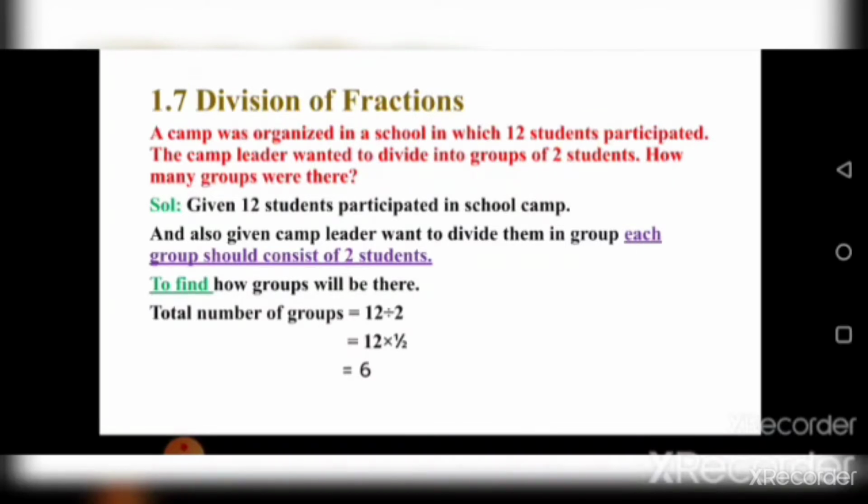So there is a possibility of cancelling out. In the 2 table, how many times is 12? 6 times. So 6 into 1 is 6. So the total number of groups is 6. The camp leader can divide the students into 6 groups.